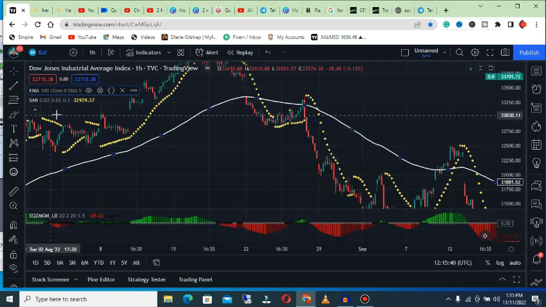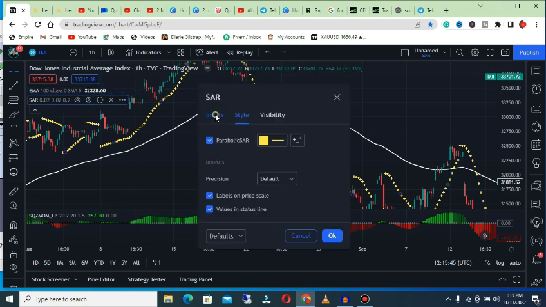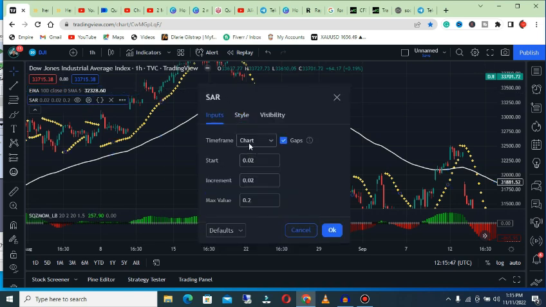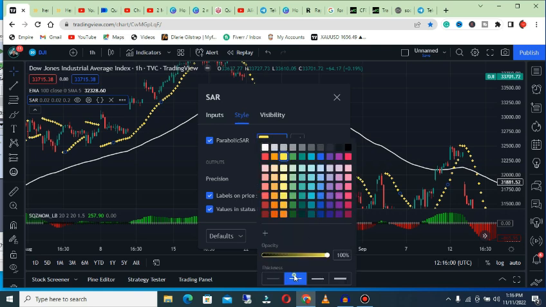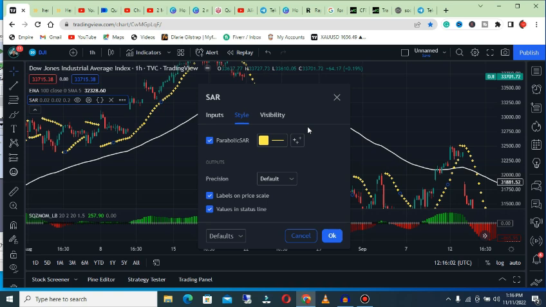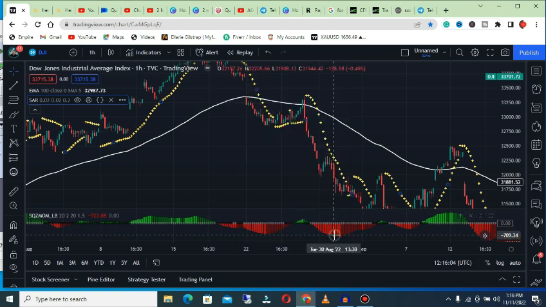The second indicator, which is our parabolic SAR, this is the setting as well. On the input part here, we use time frame as chart. The start rate is 0.02, while the increment is 0.02 as well. The max value is 0.2. That's pretty much all you have to do. On the style part here, I use a yellow color, and I take the line as well. So when you're done, you hit save.